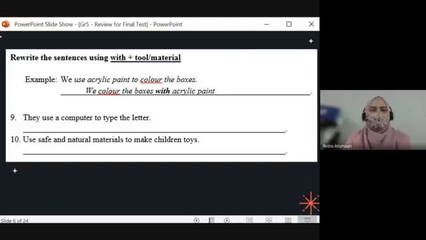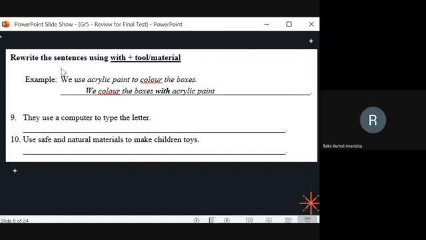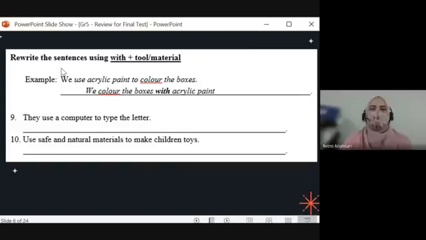Okay, now let's go to number 9. Raka Kemal, can you do number 9, please? They type the letter with a computer. Excellent. Very good. Yes, because we have they here.